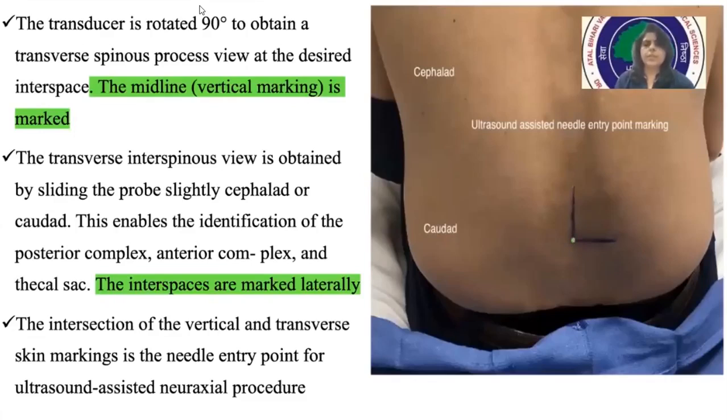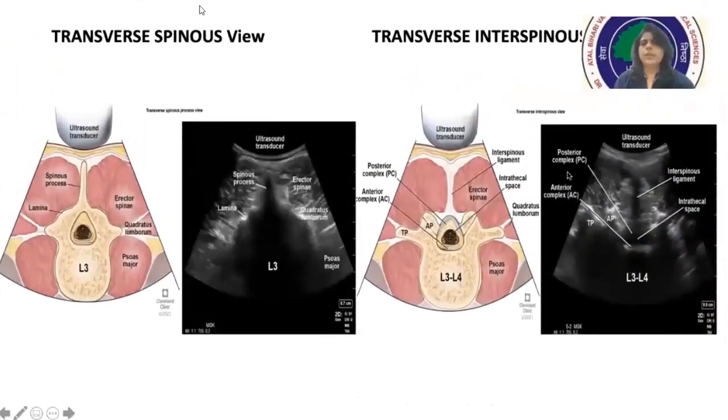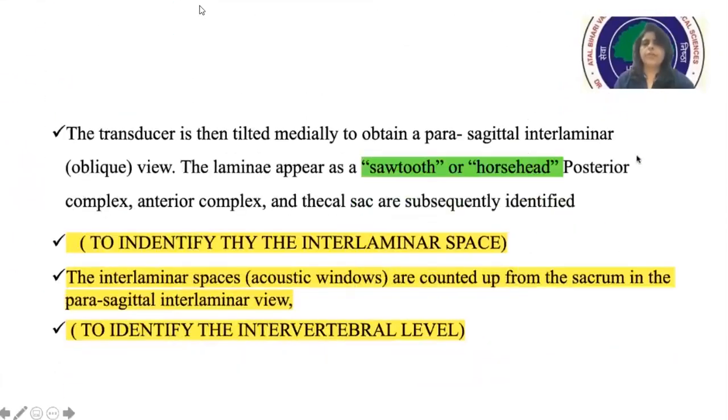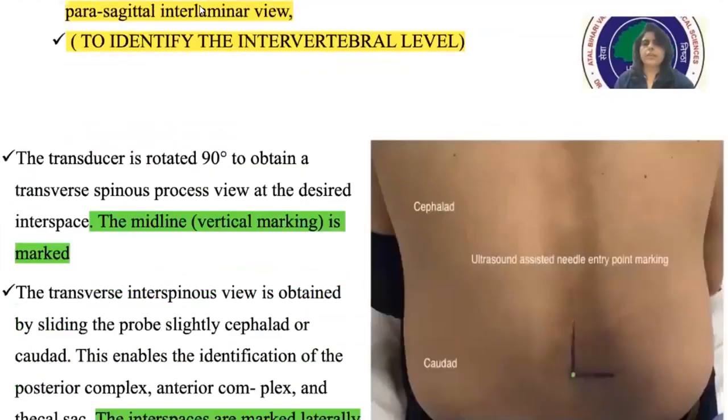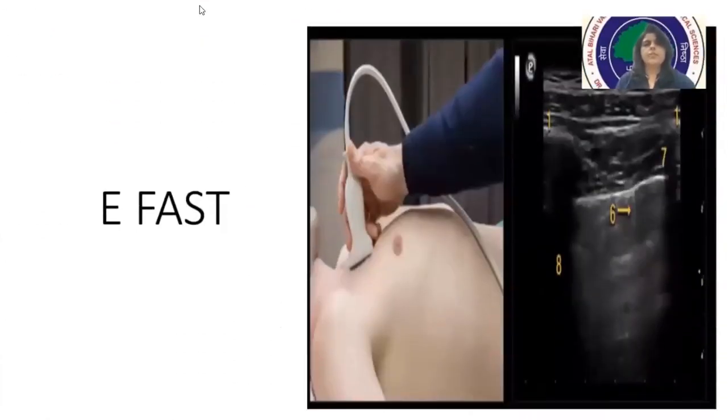And the depth you can see, like I showed you in this diagram. In this interspinous view, you can measure the depth from the skin till the posterior complex. This is the depth, and now you have an idea of which space you have to approach, what the midline is, and what the depth is. This is how you achieve a pre-procedural scan and achieve a neuraxial block with high success rate.